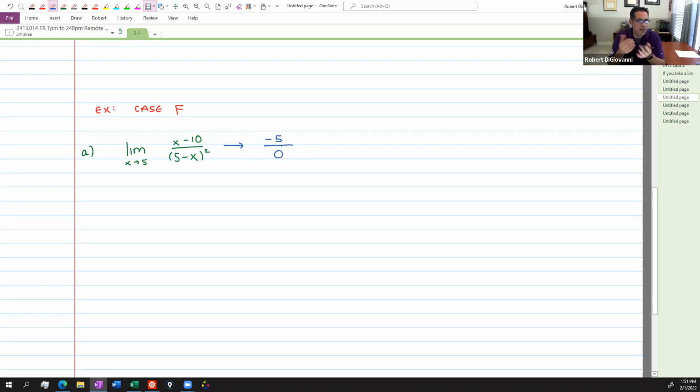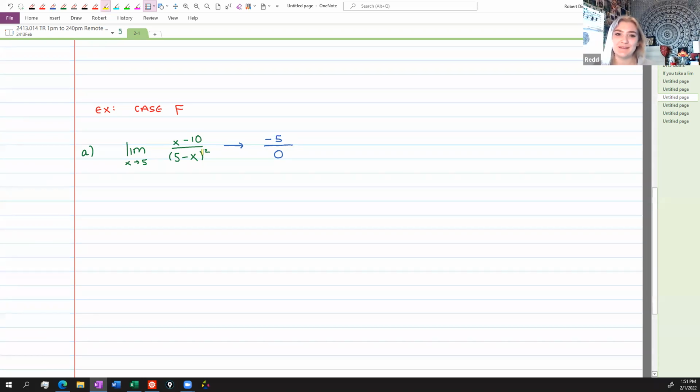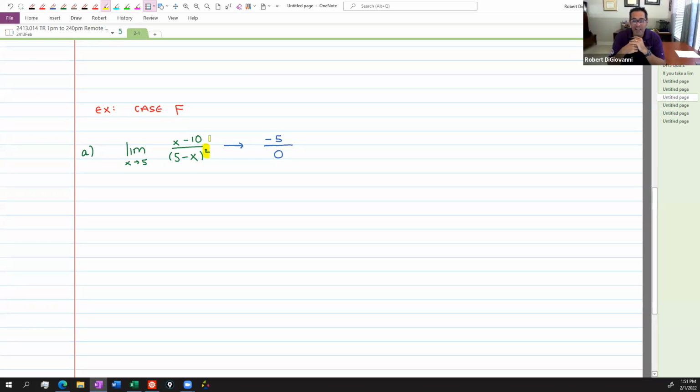So right now, it appears we're going to have to do the same thing, except Red realizes that you actually don't, because you can always tell me what the denominator is going to be in terms of positive or negative, right, Red? Yeah. From what? From the exponent. Yeah, the squared, right? The squared.